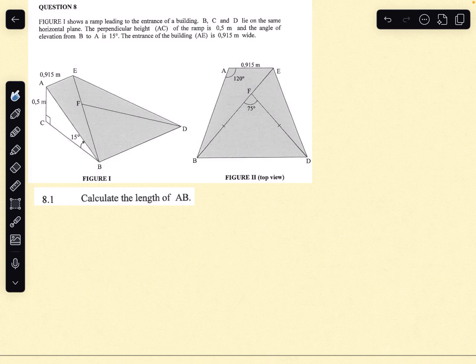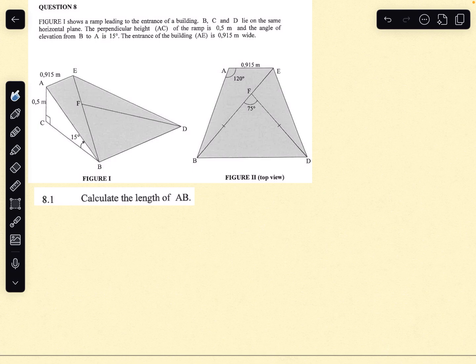Let's do the trig. We're doing the department's May 2022 paper 2, Question 8. Figure 1 shows a ramp leading to the entrance of a building. B, C, and D lie on the same horizontal plane. Okay, so like the floor. The perpendicular height AC of the ramp is 0.5 meters and the angle of elevation from B to A is 15 degrees. The entrance of the building AE is 0.915 meters wide.